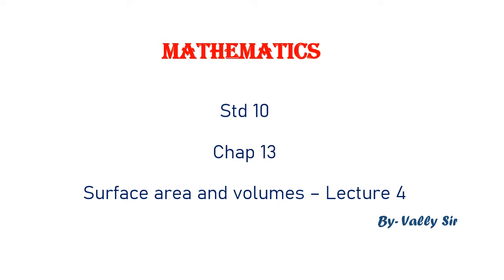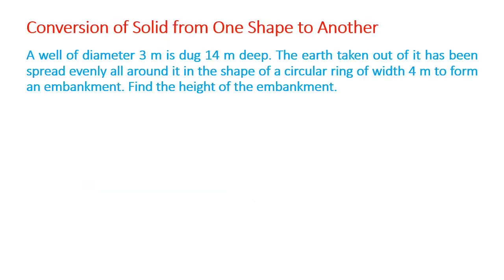We have seen the surface area and volumes of a cuboid and a cube, the cylinder and the cone, the sphere and the hemisphere. So we saw how to calculate volumes. Then we moved to conversion of shapes from one to another. So this lecture is in continuation of that, conversion of a solid from one shape to another. Now let us see some practical examples.